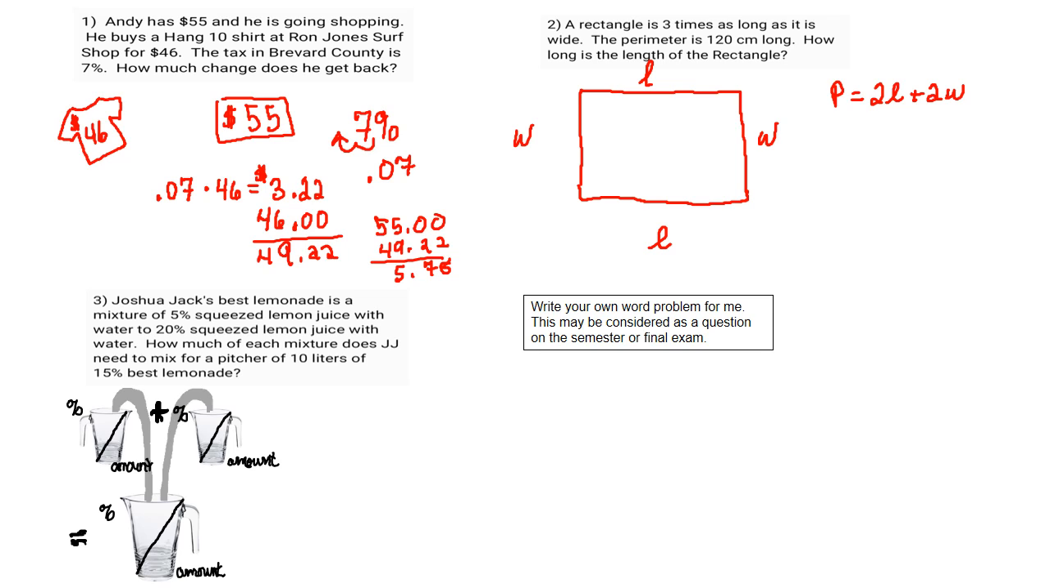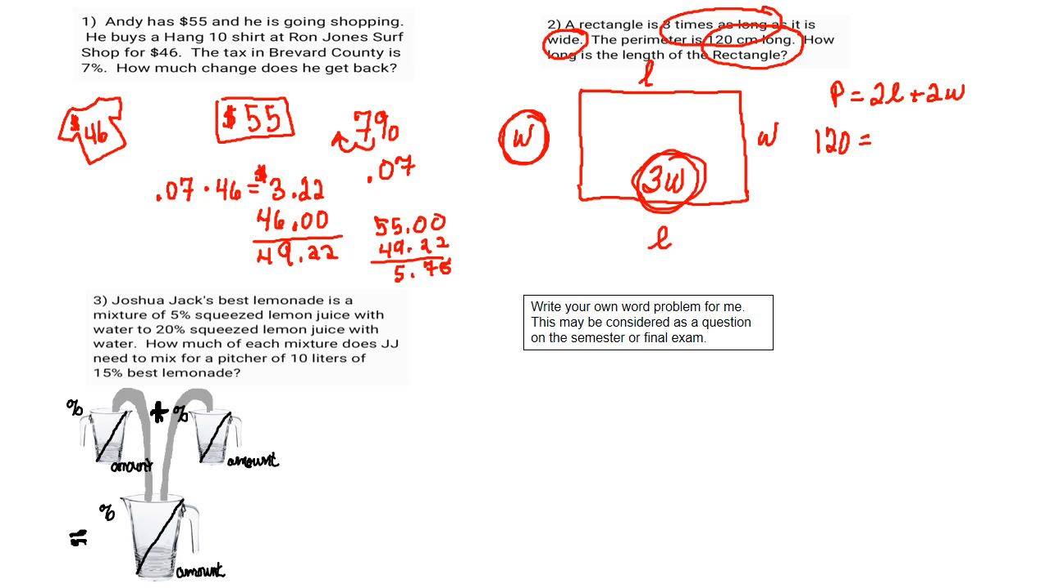All right, let's find some other things we know. We have a rectangle that is 3 times as long as it is wide. We also know that the perimeter is 120 centimeters long. Very good. So I'm just going to put the 120 where the P is. Now, taking a look at the length here, it says the length is 3 times as long as the width. Okay, well, the width is the width, but the length here is 3 times as long as the width.